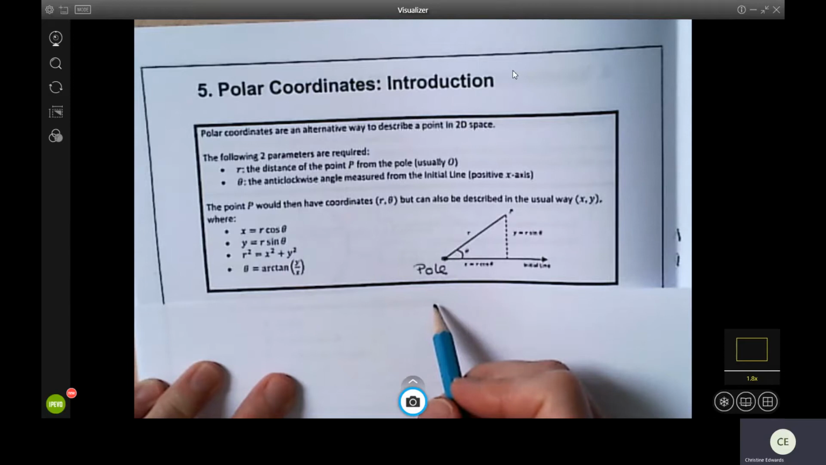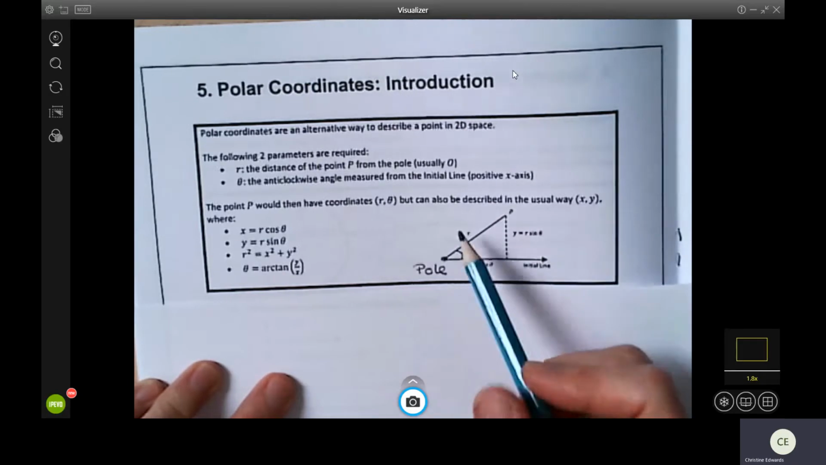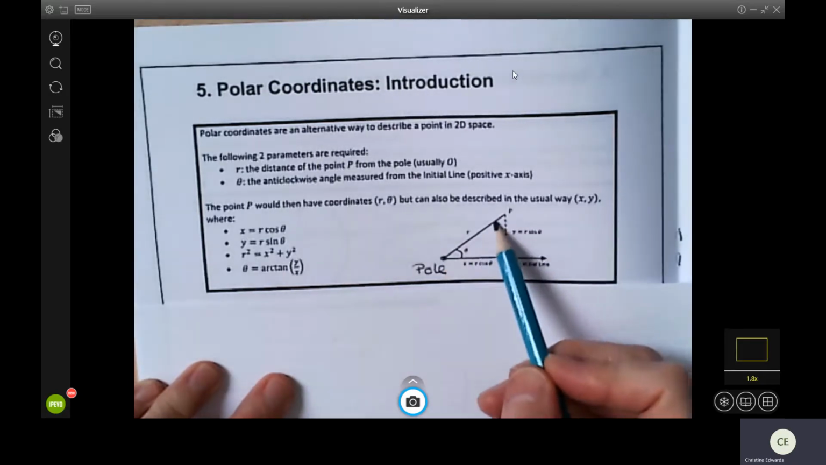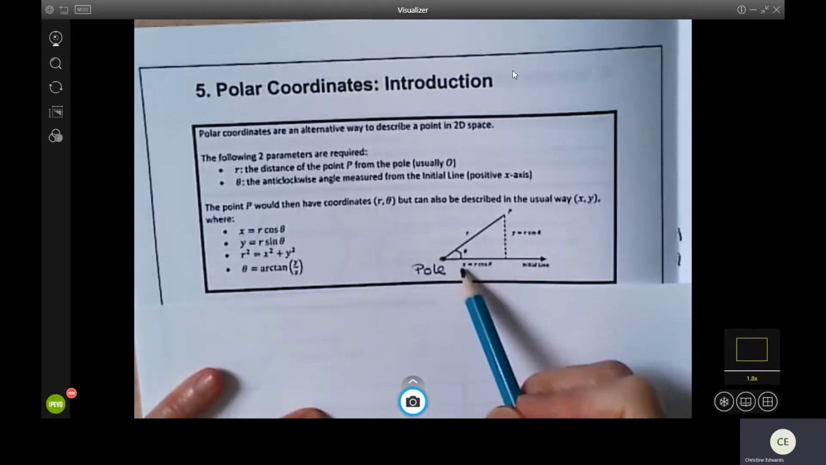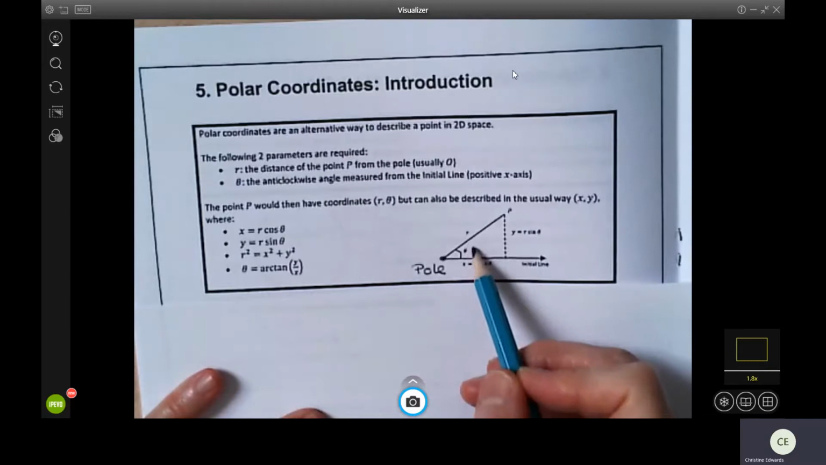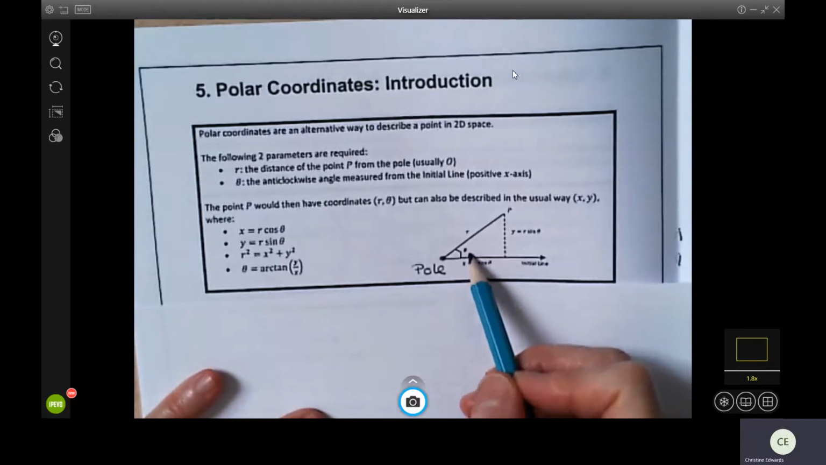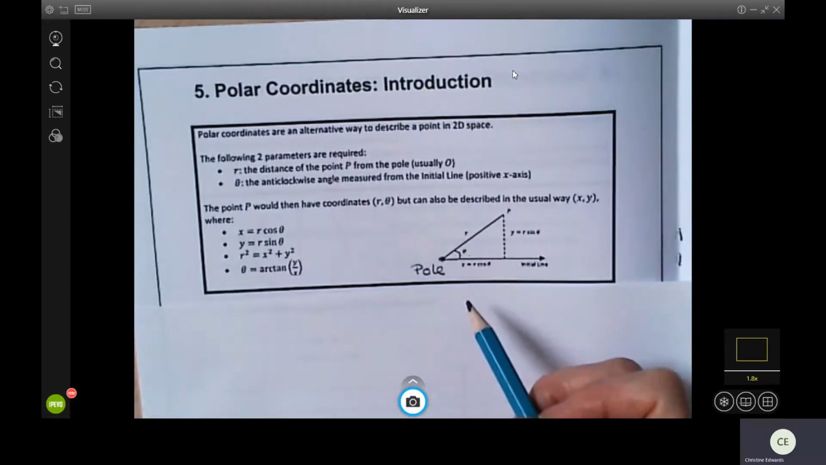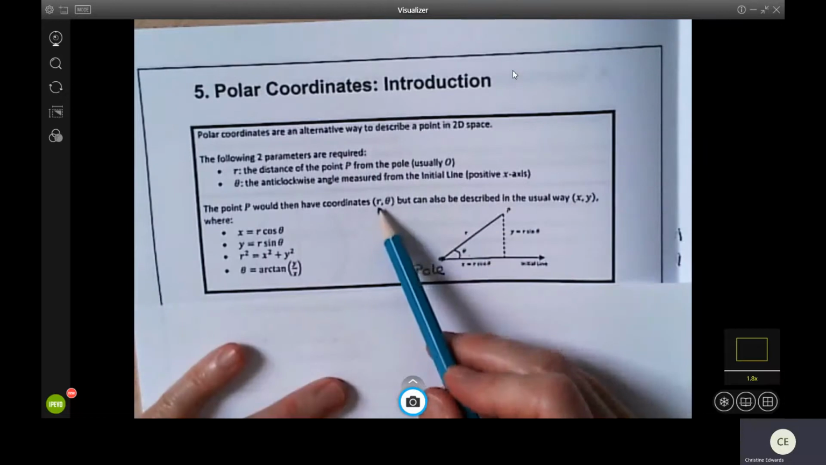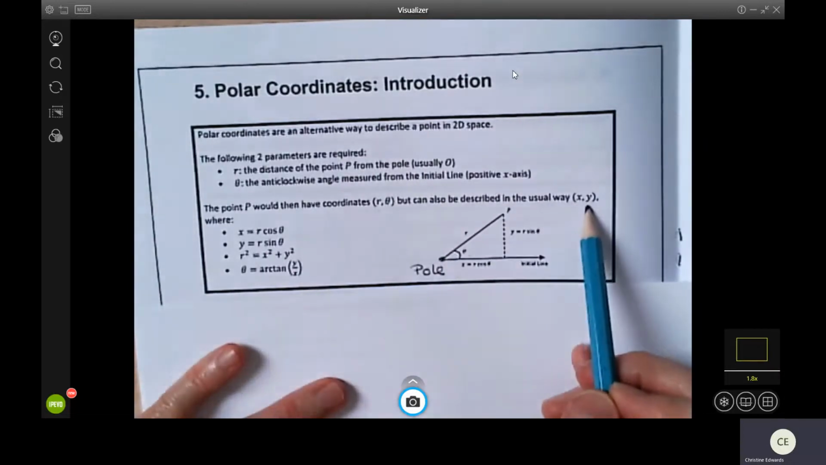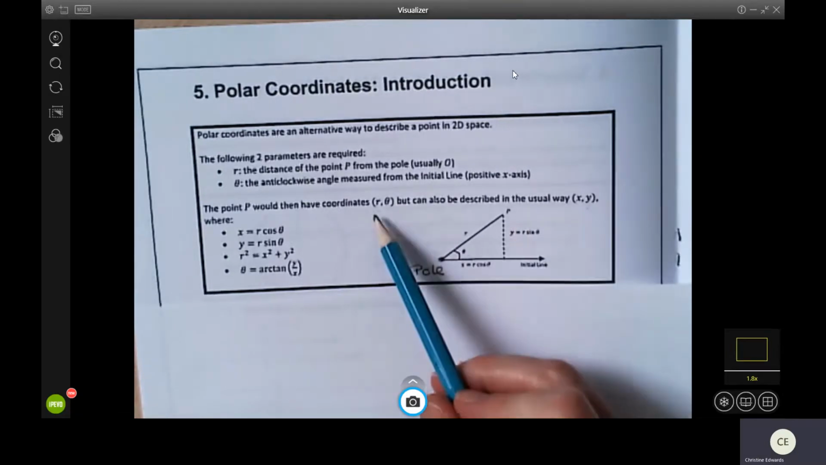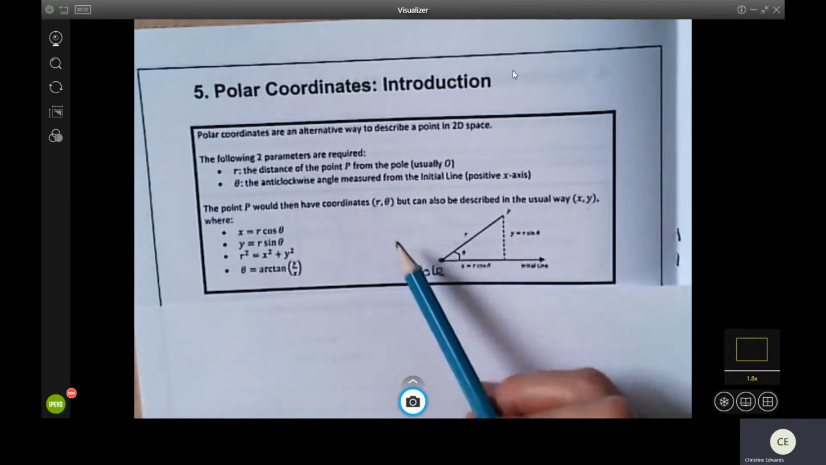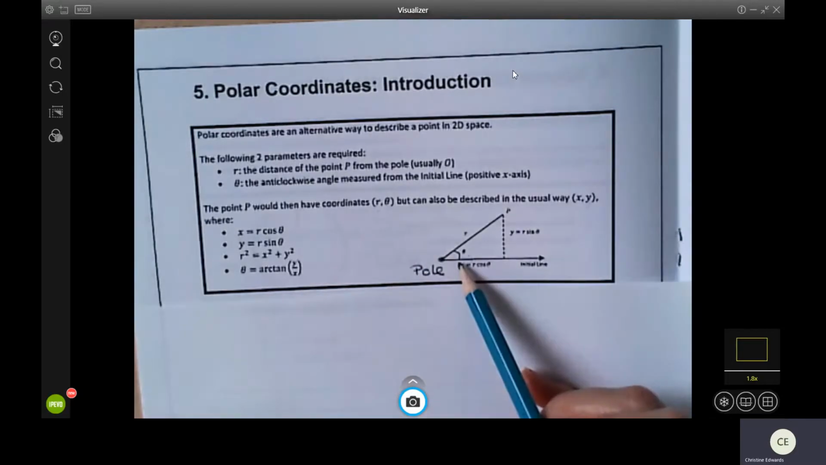Polar coordinates are described by the distance from the pole, so r, equivalent to the modulus, and also by the angle from the initial line, theta. So we have a coordinate (r, theta) rather than an (x, y) coordinate. In the syllabus that you're working with, you only ever have positive r, and we will look at that in detail in class.